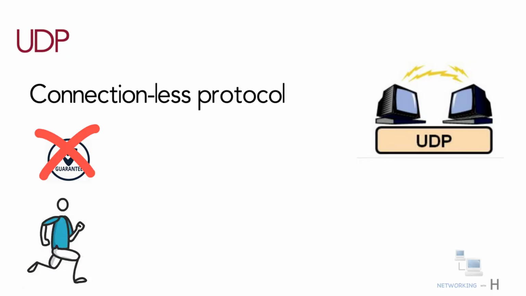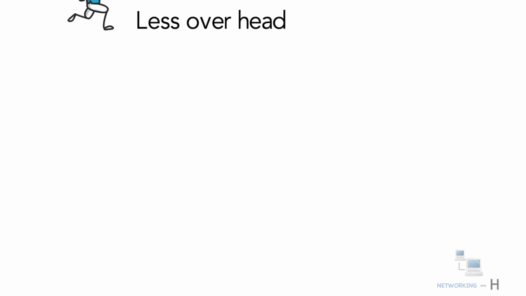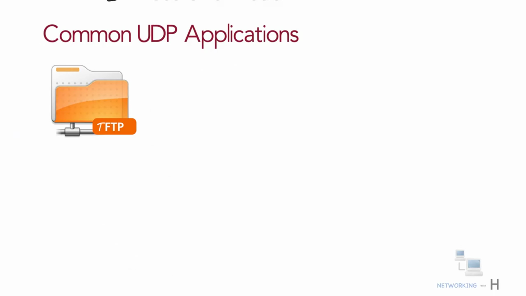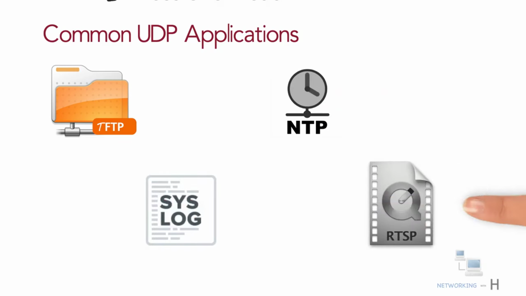UDP can be used in an application where speed rather than reliability is critical. UDP is faster than TCP because of the lower overhead involved in not guaranteeing data delivery. So let's look at some of the common applications that use UDP, starting with TFTP, NTP, Syslog, RTSP.